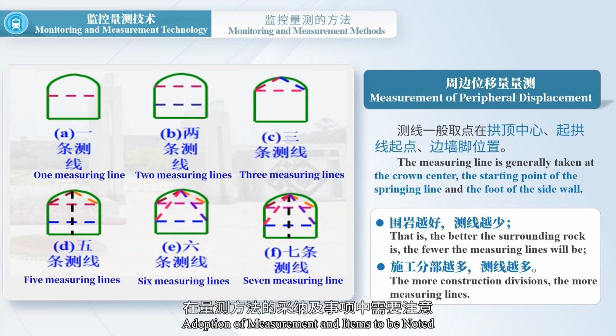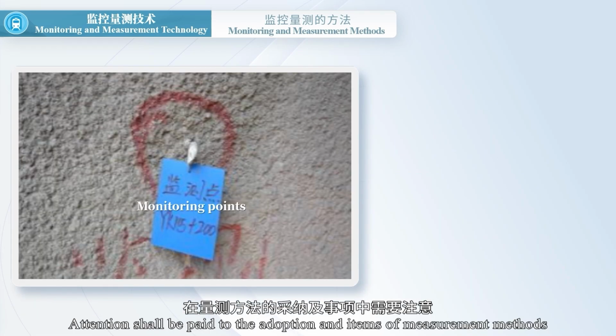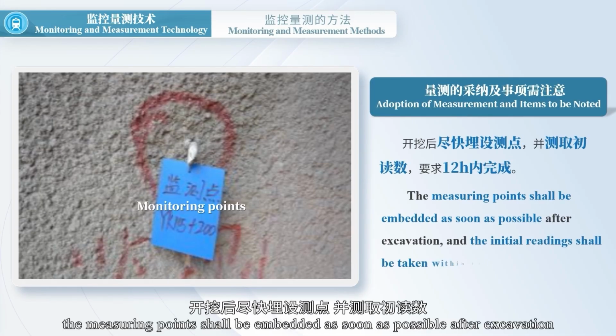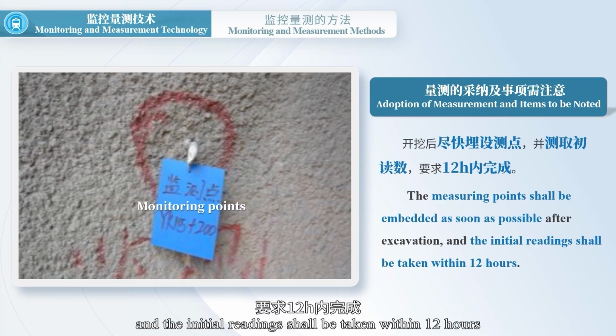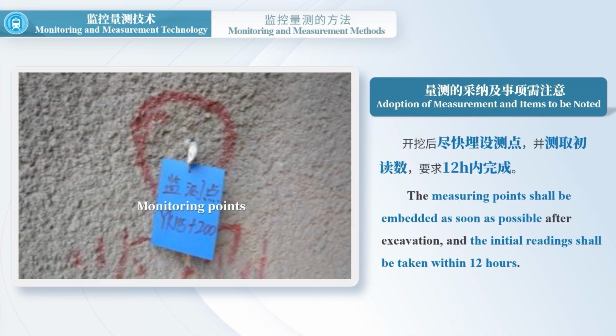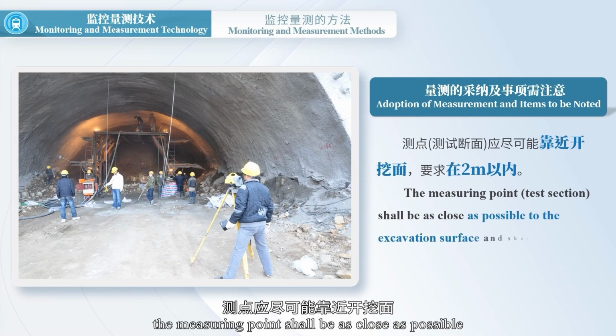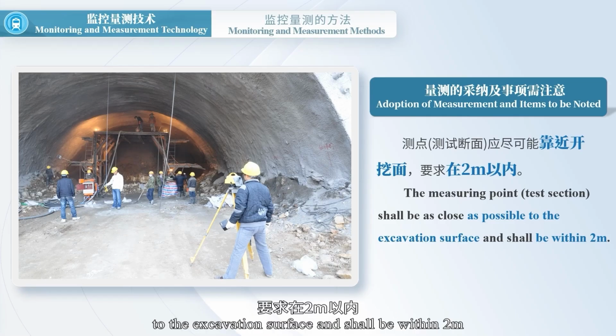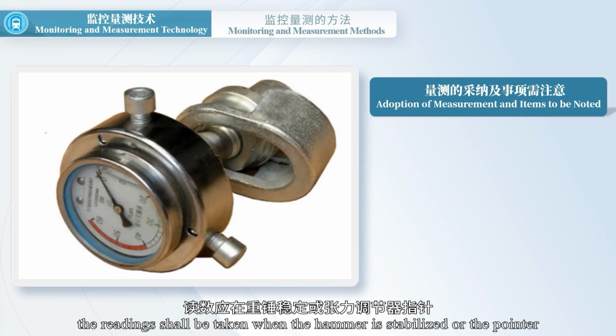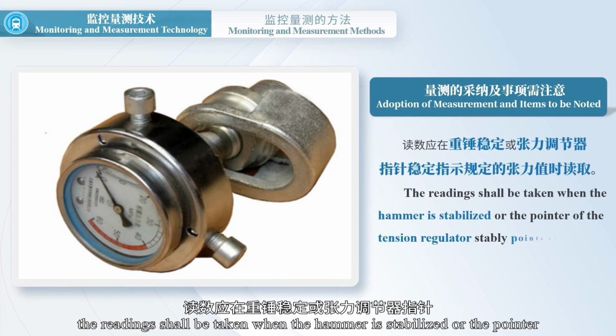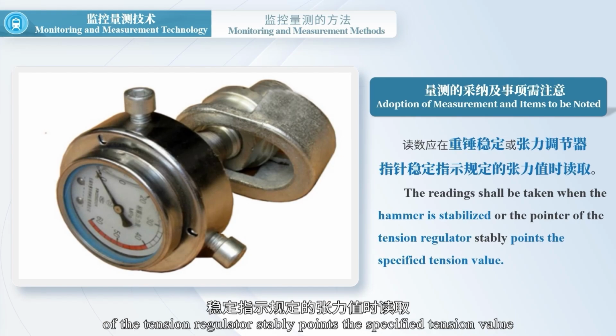Adoption of measurement and items to be noted. Attention shall be paid to the adoption and items of measurement methods. First, the measuring points shall be embedded as soon as possible after excavation, and the initial readings shall be taken within 12 hours. Second, the measuring point test section shall be as close as possible to the excavation surface and shall be within 2 m. Besides, the readings shall be taken when the hammer is stabilized or the pointer of the tension regulator stably points to the specified tension value.